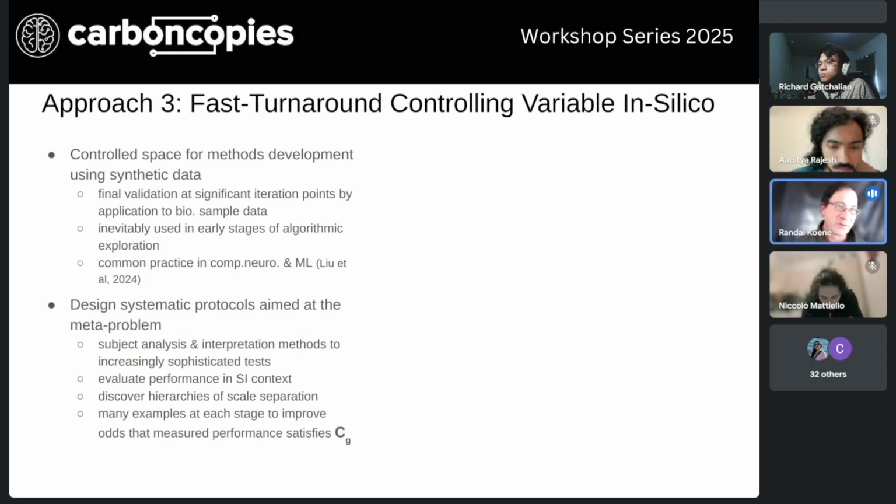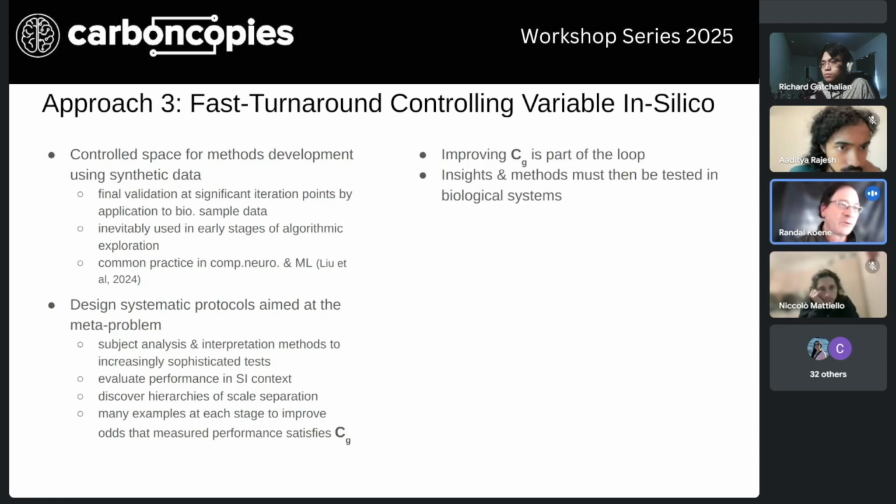In place of one-off algorithm testing with synthetic data, you can design systematic protocols aimed at solving the meta problem by subjecting analysis and interpretation methods to a series of successively more sophisticated tests, evaluating their performance in the context of system identification and for the discovery of hierarchies of scale separation at every stage. Many examples are then used to improve the odds that measured performance satisfies criteria CG. Improving the set of success criteria themselves becomes a part of the exploration loop, and derived insights and well-performing methods must then be tested in biological systems.